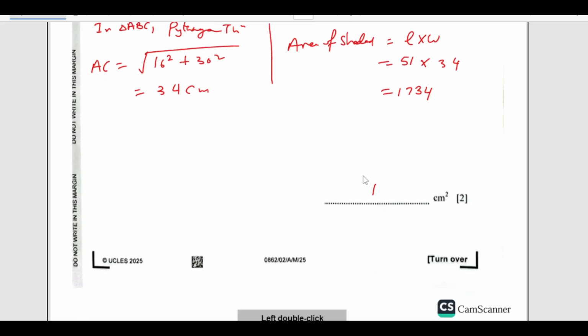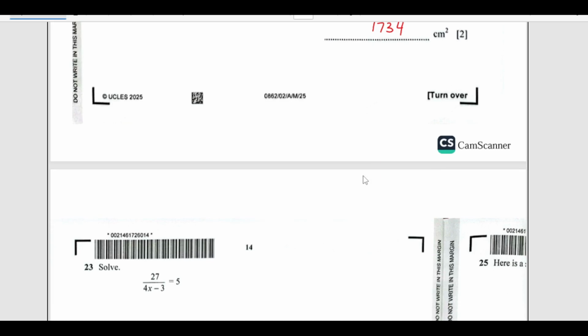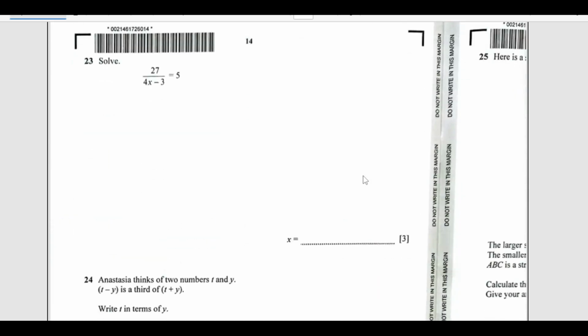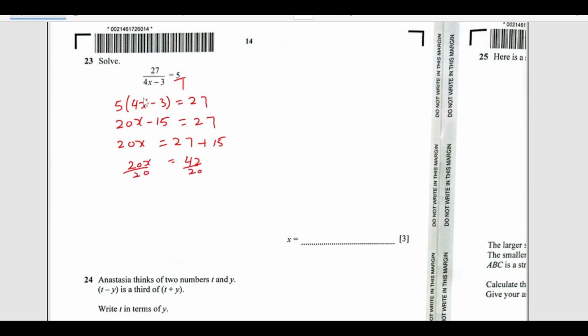Remember to write all your answers in the space which is given to you for the answers. Now number 23, solve 27 over this. We are just going to cross multiply here. Let me write down here 5 over 1, then you cross multiply. So when you cross multiply, this is going to be 5 times (4x minus 3) equals 27. 5 times 4 is 20x, 5 times 3 is 15, this is 27. So 20x will be 27 plus 15, which is 42. This is 20x over 20, 20 over 20, right? This is gone, so x is going to be 2.1.